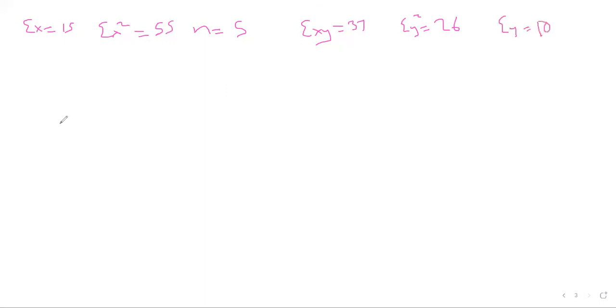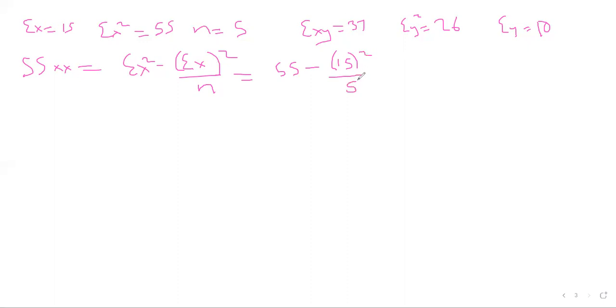So now, how do you find Sxx? It's a variation in x. Sxx is given by summation of x squared minus summation of x, squared, over n. You need to know these formulas. So summation of x squared is 55, summation of x is 15. When you square it and divide by the n, which is 5, you get 55 minus 45, which is 10.